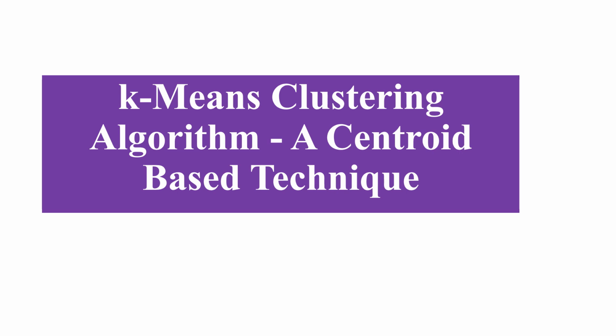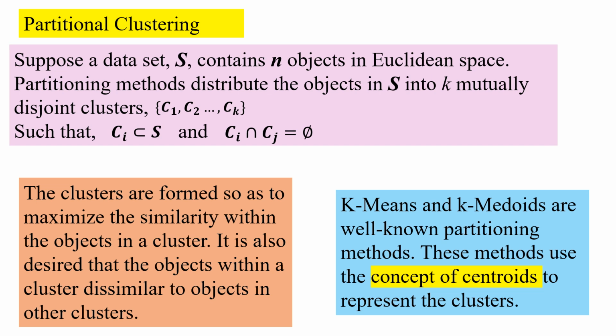Hello. The K-means clustering algorithm is a very well-known and common partitioning algorithm that we will study today. We have seen that in partitional clustering, a data set S containing n objects is distributed among K clusters, where K is the parameter given to us as input, into disjoint clusters C1, C2, ..., Ck, such that each object belongs to the set and the clusters are mutually disjoint.